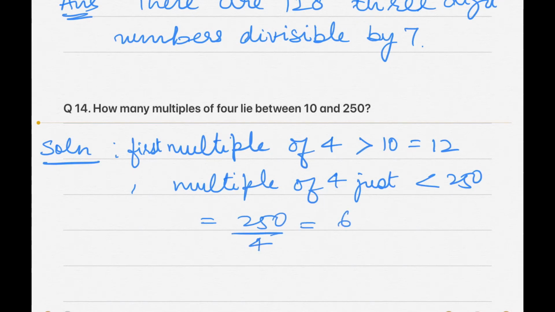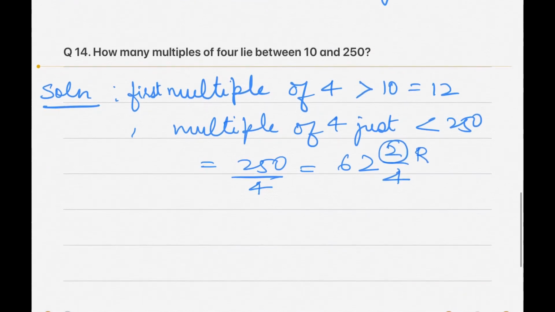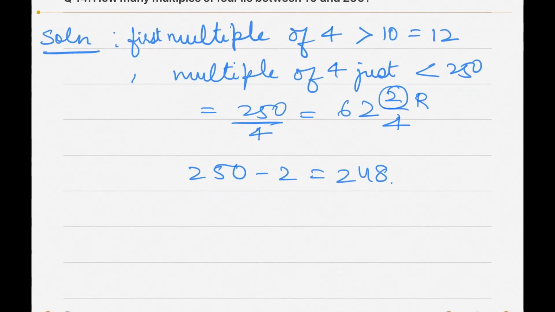4 6 times, and then 10, so 4 2s are 8, and 2 will be my remainder. So I'll just subtract 2, so it will be completely divisible then. So 250 minus 2 will give me 248. So that will be my last multiple, right? So just before 250. So these will be the multiples.